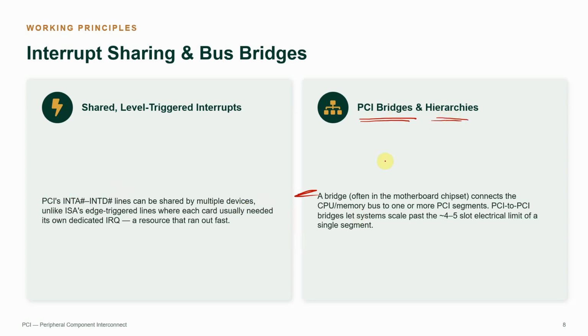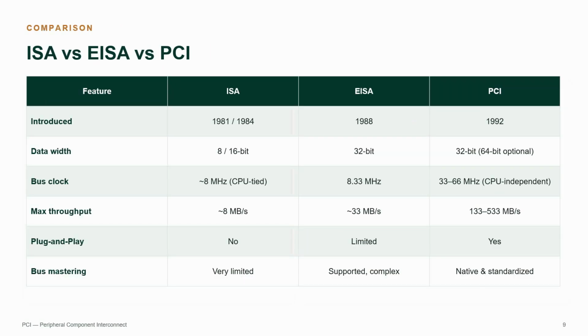So a bridge is nothing but a kind of connection between the CPU memory and one or more segments of PCI, and we are going to have PCI to PCI bridges, using which we can increase the number of slots per segment. So PCI bridges were introduced in PCI, which were lacking in ISA and EISA.